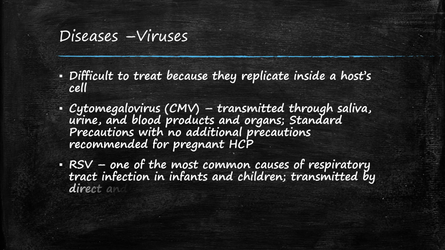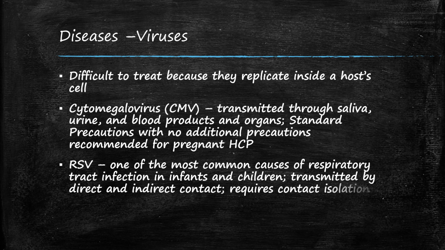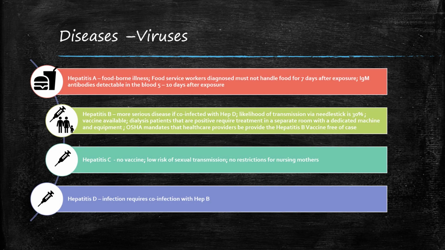RSV is one of the most common causes of respiratory tract infection in infants and children, transmitted through direct and indirect contact. This requires isolation through contact precautions. Then we have the different types of hepatitis viruses. So here's a graphic depicting these.